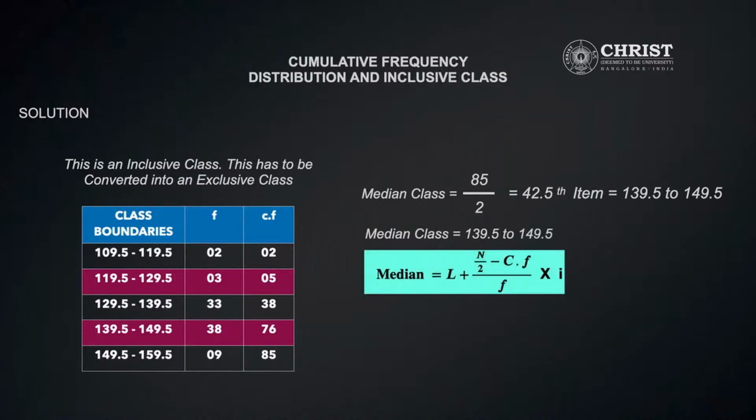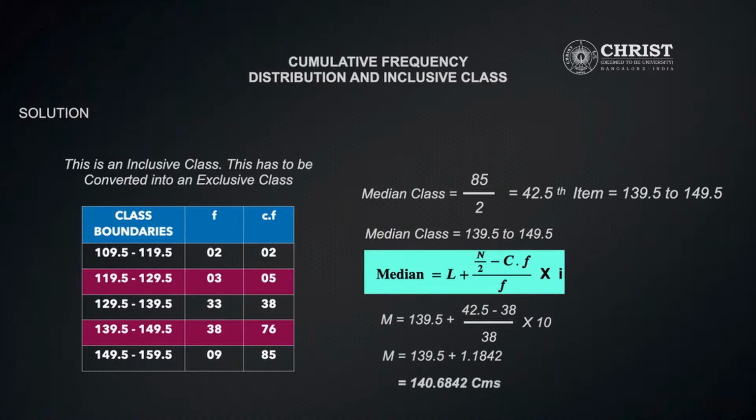Now you know that median is equal to L plus N by 2 minus cumulative frequency, divided by F, into I. Substituting the values in the equation, we get M is equal to 139.5 plus 42.5 minus 38 divided by 38, into 10. So M is equal to 139.5 plus 1.1842, and you will get the median value as 140.6842 centimeters. It's very important when you are writing the final answer that the units of the variable should be mentioned.